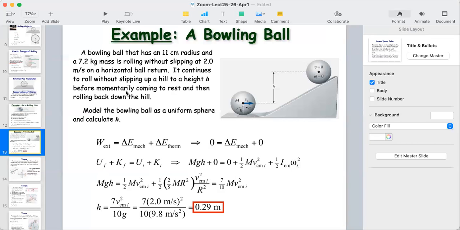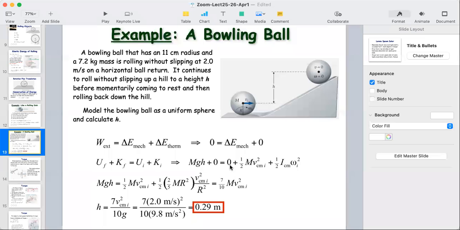It says that it continued to roll without slipping up the hill up to a height H before momentarily coming to rest. So when it gets to H, of course, the ball is at rest. So in the final position, I have the maximum of the potential energy, which is mgh, gravitational potential energy, plus my kinetic energy at this point is 0 because the ball is at rest. And this is the final position.